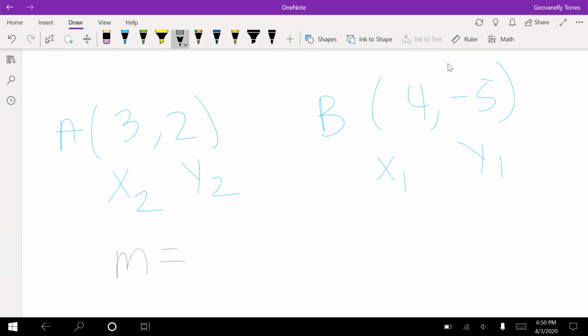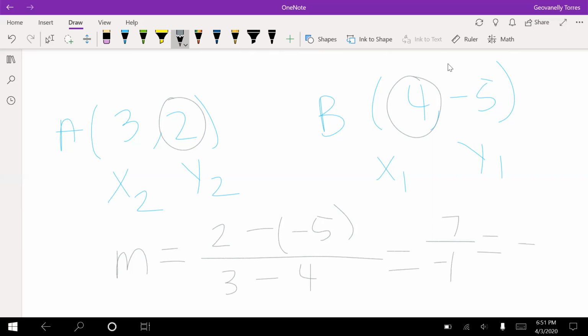So again, all we have to do is substitute our values, and here we would have m equals y2, and our y2 is 2, minus y1, and our y1 is -5. So here we have 2 minus -5 all over x2, and our x2 is 3, minus x1, and our x1 is 4. So here, if we were to do this, we have +7 on top and -1 as our denominator. And this means that it is -7.